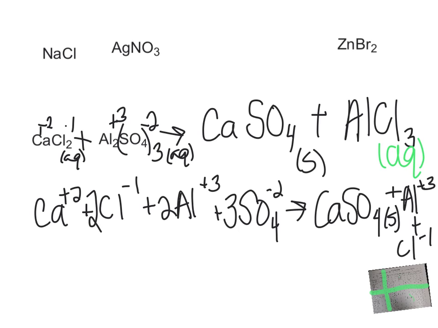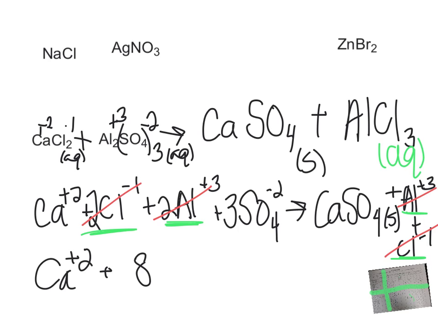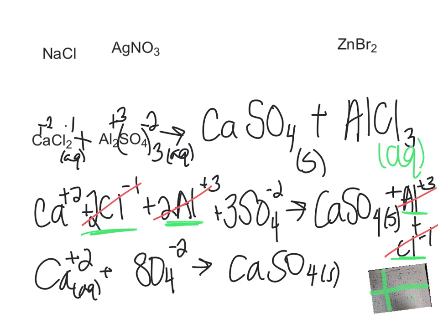So our spectator ions, again, we're going to find them on both sides of the reactions. Aluminum and chlorine are still ions on this side, which means they're ions on this side because everybody's an ion on the reactant side. So there are spectator ions, so we're going to get rid of them when we go to do our net ionic equation. So we've got calcium plus 2 plus our SO4 minus 2. That goes to our precipitate. And these are both aqueous on this side.